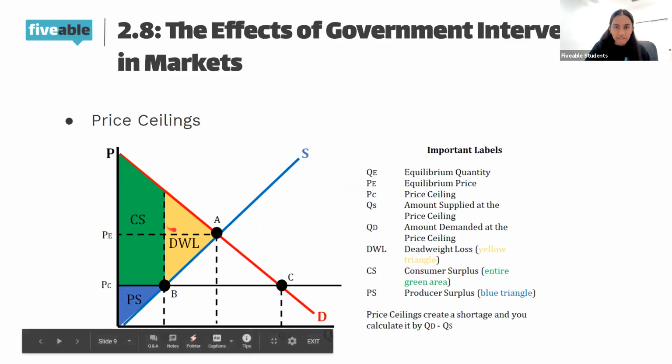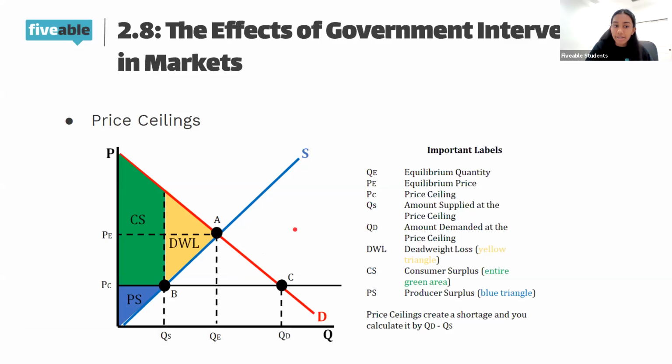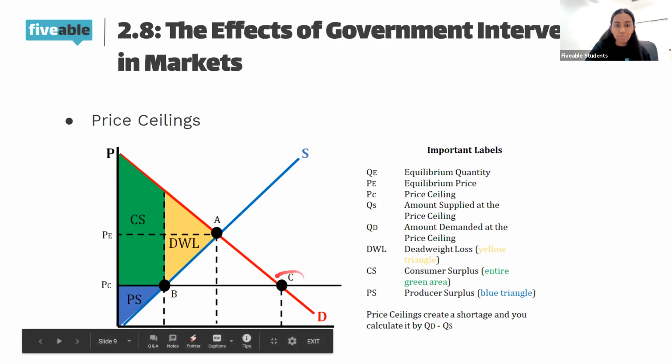So let's analyze this graph with the price ceiling now. Again, we know that there's equilibrium price and equilibrium quantity. Our price ceiling is marked here by PC. And at the price ceiling, our quantity supplied is actually lower than the quantity demanded. So our quantity supplied is at B, quantity demanded is at C.